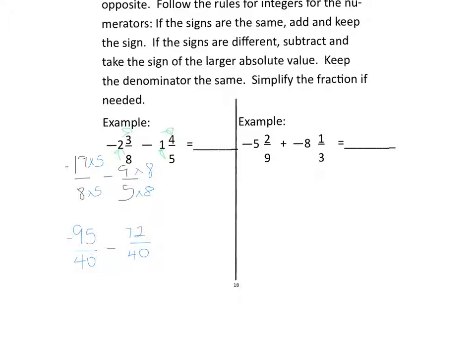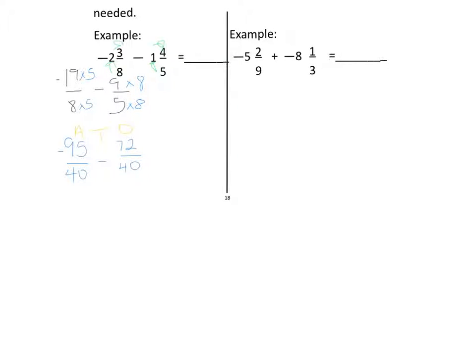Now, since we are dealing with subtraction and negatives, the next step has to be to add the opposite. Remember, that means that you're leaving the first number alone. So we're leaving negative 95 over 40 alone. We change subtraction to addition, and positive 72 over 40 turns into negative 72 over 40. Now we can look at our signs. The first fraction and the second fraction both are negative. 95 over 40 is negative. 72 over 40 is negative. The signs are the same, so therefore we add.